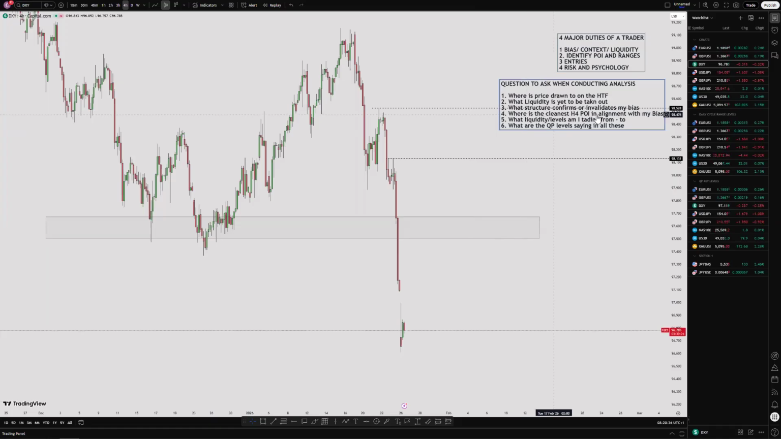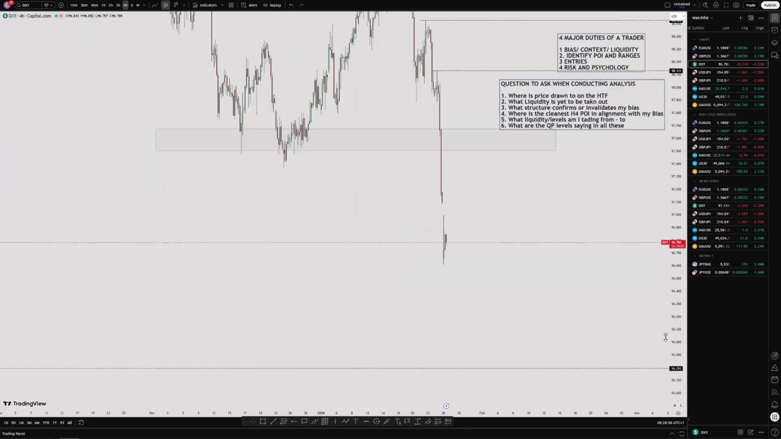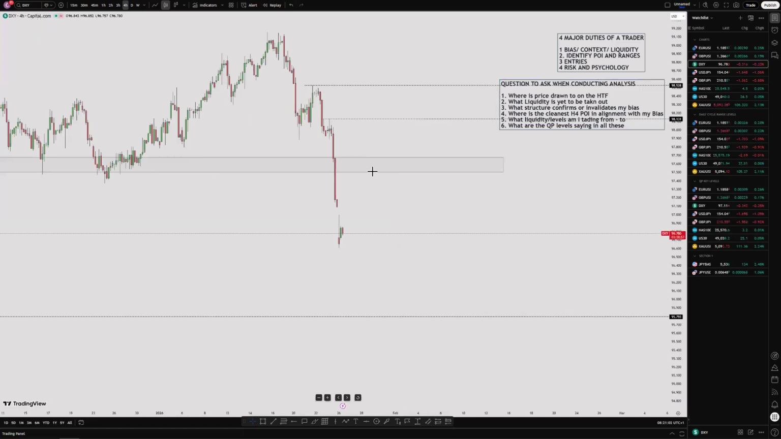All right, so I've identified my clean 4 hour time frame alignment, the point of interest is in alignment with my bias. The next thing now is what liquidity or levels am I trading from and to. Based on my quarter point levels, in this case I'm more interested in the levels and not liquidity. So it is more of what levels am I trading from and what levels am I trading to. These are the levels I'm trading from and the easy targets I'm trading for. Levels and liquidity work hand in hand for me. So I'm looking to trade from anywhere around these levels to this liquidity this week.